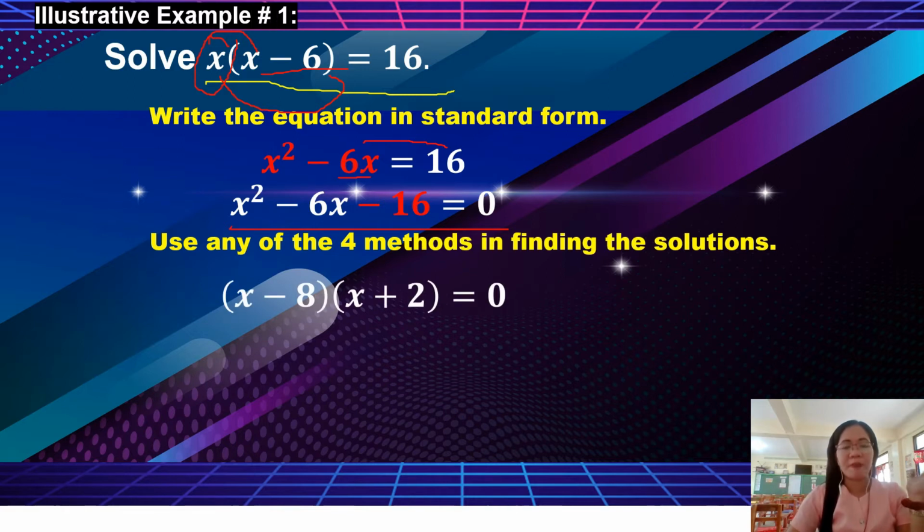So in factoring, the first step is we're going to make 2 sets of parentheses. Then we are going to get the factors of x squared. And the factors of x squared are x and x, because x times x is x squared. Then we're going to think of 2 factors of negative 16, in which kung atong i-add si duha ka factor ni negative 16, ang iyang answer kay negative 6. And these factors are negative 8 and 2, because negative 8 times 2 is negative 16. And negative 8 plus 2 is negative 6. So we already have our factors here.